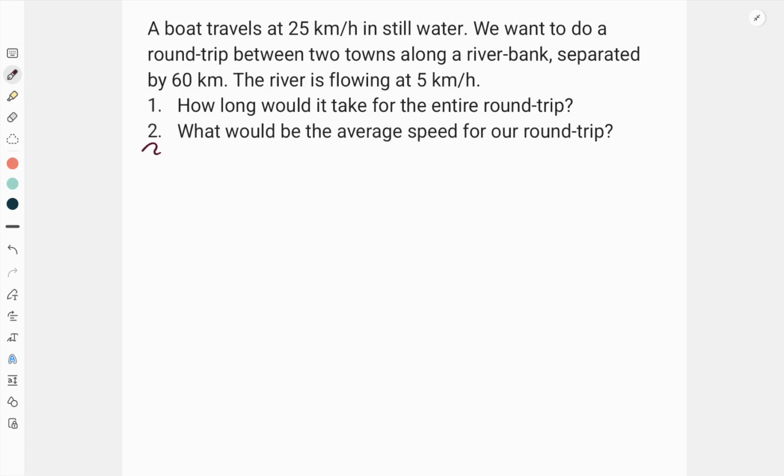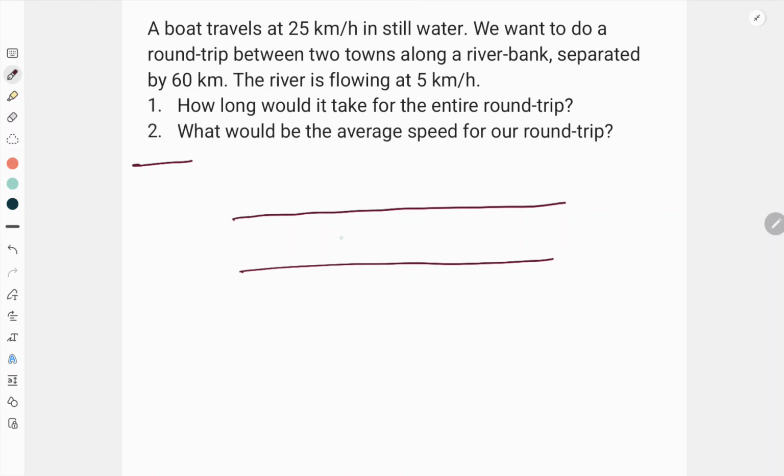Right. So I'm just going to draw a picture so that the problem is clear to everyone. So this is a river. This is flowing at 5 kilometers per hour, and there is a town A. Let's call it town A, and there is a town B downstream. It doesn't matter which one is upstream and which one is downstream, but for concreteness, I'm just doing it this way. And I have a boat.